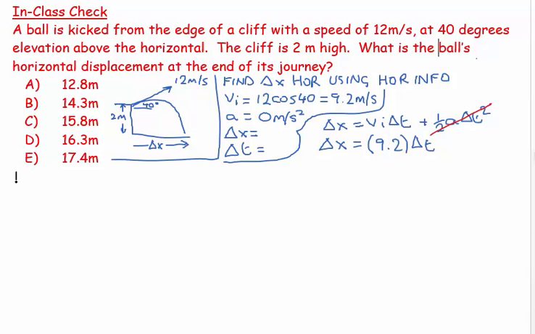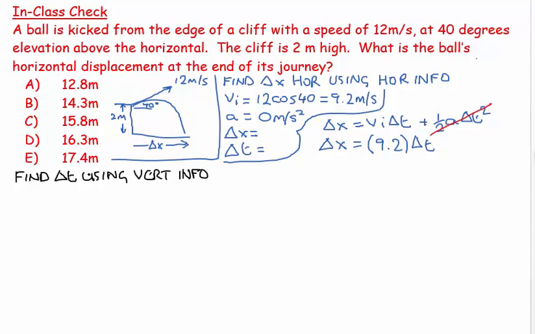So I'm going to say find delta t using, well, we clearly didn't know delta t using the horizontal axis, so let's try to find delta t using the vertical info. 9 times out of 10 you find delta t using the vertical information.